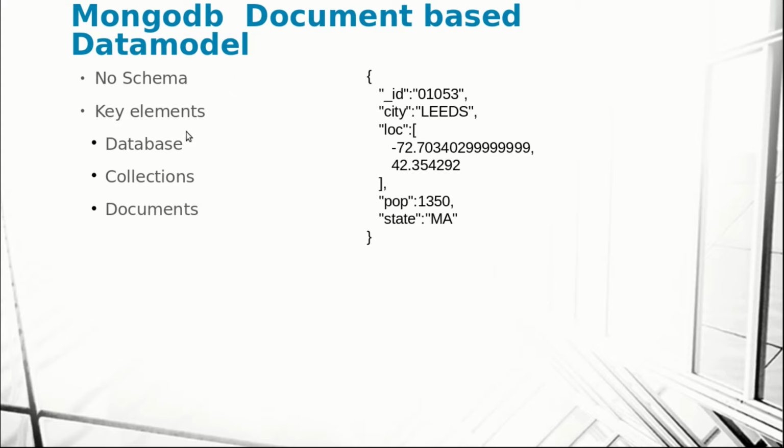These are the key elements in a MongoDB environment: the database, collections, and documents. The database is the entire database which holds all the collections. Collections are nothing but tables in relational environments, and documents store actual data in physical format. This is an example of a document. We have ID, city, location, which is a list, and population, state. In this format, as key value pairs, you are storing information in MongoDB.